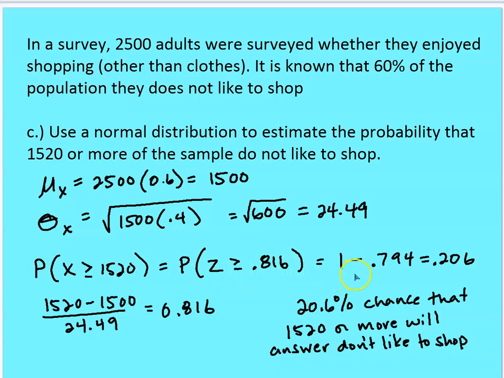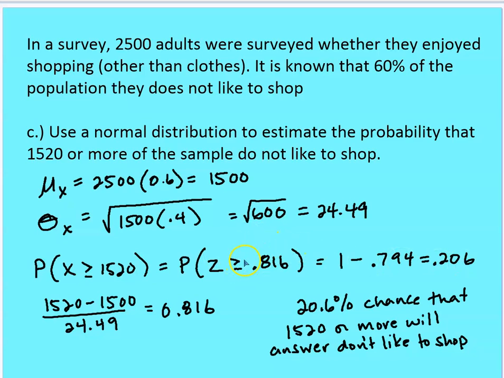What's less than 0.816 is going to be, for a z-score of 0.816, if you look at the table, 0.794. So the probability that it's greater than 0.816 is 0.206. So there's a 20.6% chance that 1,520 or more will answer that they don't like to shop.